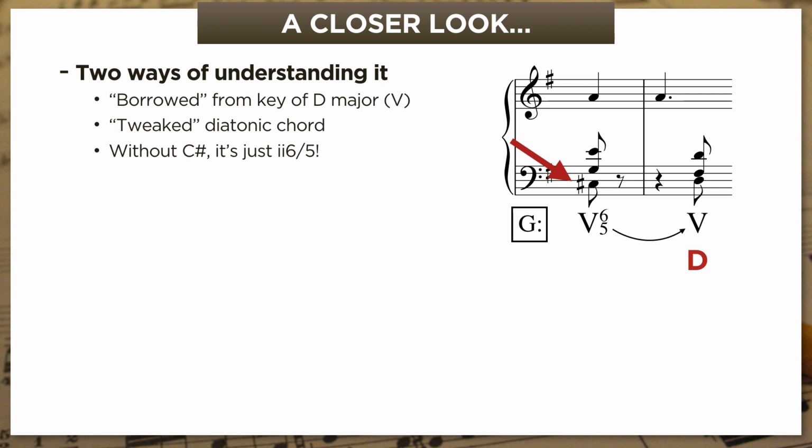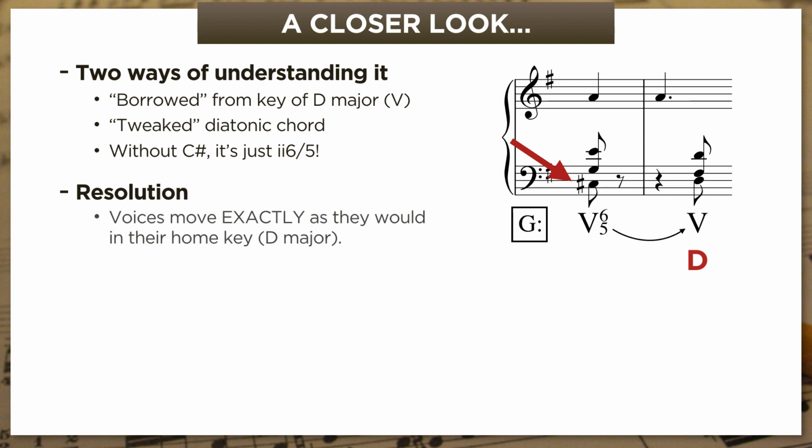But whichever way you think about it, you also need to understand how it resolves. And in this sense, V6/5 is just like all applied chords. The voices resolve exactly as they would if we found this chord in its home key. In other words, this first inversion A dominant 7th chord is going to resolve just like it would if it were acting as V6/5 in D major. So how do V6/5 chords normally resolve? We know that in a regular V6/5 chord, the chordal third, the leading tone of the key, is in the bass and it wants to resolve upward by half step.